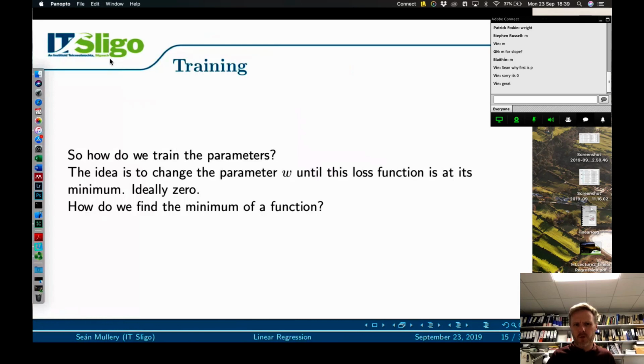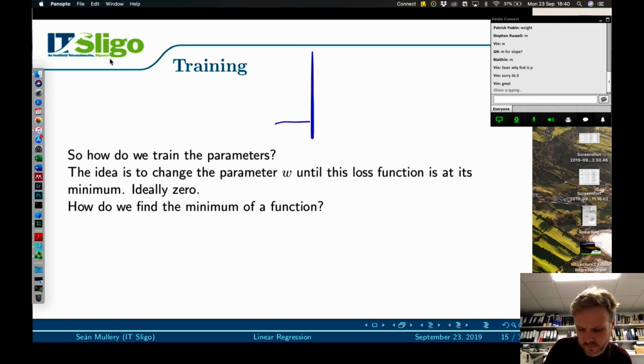So how do we train the parameters? The idea is to change the parameter w until this loss function is at its minimum, ideally 0, so that every point lies perfectly on the line. As we see, that's unrealistic in most cases, but it may be possible. So how do we find the minimum of a function? While you're thinking of the answer to that, because I want you to answer that for me, how do we find the minimum of a function?